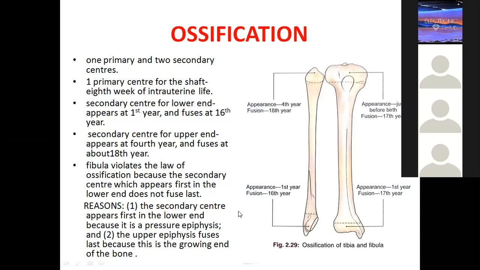What is the law of ossification? The first appearing one fuses first. But here it is violating that rule. The upper epiphysis is fusing last, which is understood because this is the growing end of the bone. This point may sometimes be asked in viva, beta, so concentrate on this. Is this the only bone which violates that law? This is the only bone in our body; no other bone violates the rule.